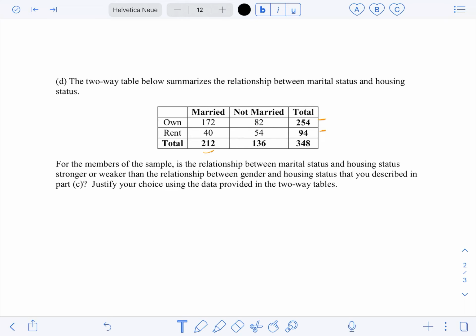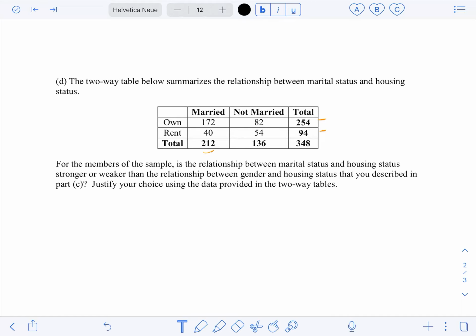All right, so let's actually go to D and talk about married and not married. Let me reread the question real quick. For the members of the sample, is the relationship between marital status and housing status stronger or weaker than the relationship between gender and housing status that you described in Part C? Justify your choice using the data provided in the two-way tables.